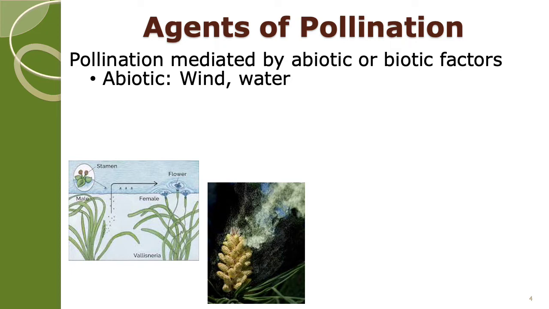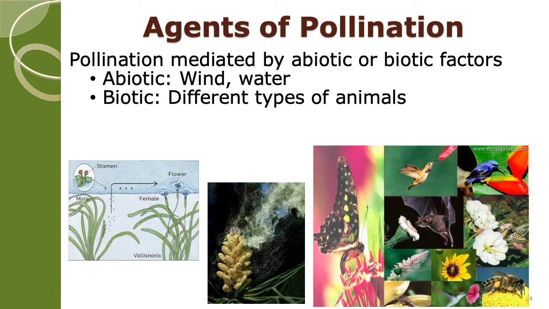In addition to abiotic factors, you can have biotic agents also, which are different types of animals. And when I say animals, I mean they can be insects or invertebrates. Normally we are all familiar with the butterflies and the honeybees, but they're not the only ones that can be promoting pollination. You have many other types of insects that promote pollination, which include ants, certain types of worms, and so on and so forth.